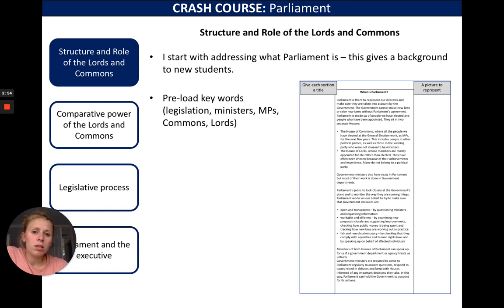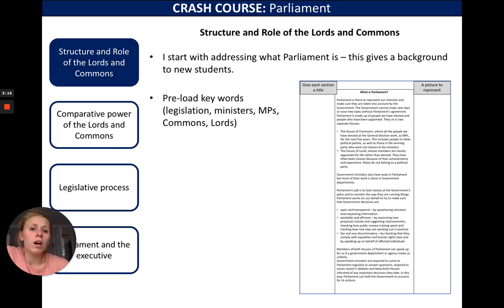They will come to you with such a variety of knowledge. Don't make the mistake of just throwing them into Parliament and expecting them to understand when you talk about the legislative process. They need to have that base knowledge of words. There's an example of a task I do. I've stolen this from, I think it's Simon Beale for history, but I now use it for most of my lessons, to be honest. And it's just a very basic background that I've taken from somewhere about Parliament.